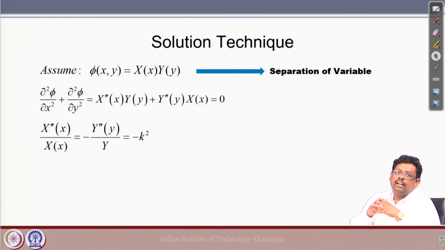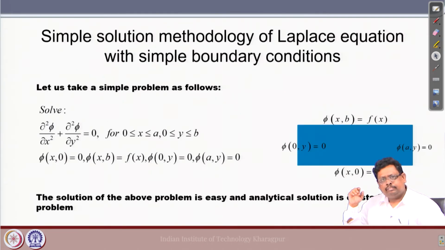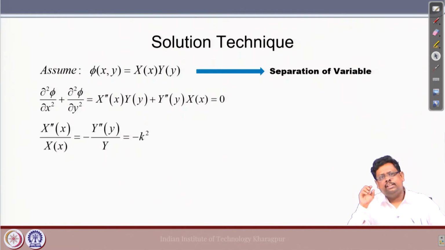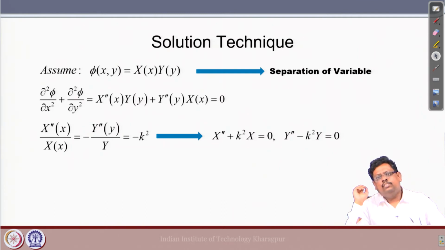Now, here the tricky part is whether it should be plus k square or minus k square. To see that, if I go back here, I can see that the horizontal direction is my x and the vertical direction is my y. So, I really do not need the sinusoidal solution in the direction of y. Therefore, that is how I can fix my k, so it is minus k square Y. So, you get two ordinary differential equations: one is X double dash plus k square X equal to 0, and the second one is Y double dash minus k square Y equal to 0.